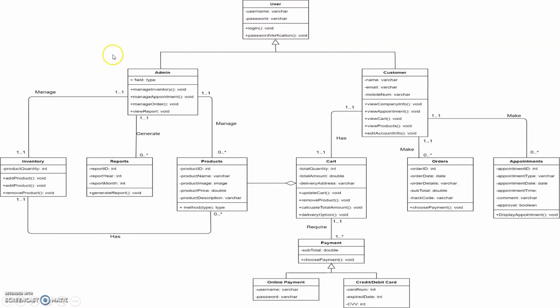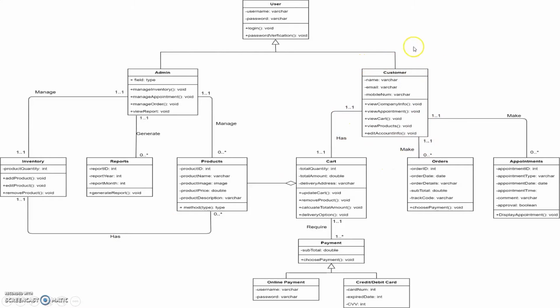Next, we look at the admin side. Admin has a simple association with inventory, reports, and products. For the relationship names, we have: admin manages the inventory, admin generates the reports, and admin manages the products. From the inventory and the products, we also have a simple association with the relationship name has.